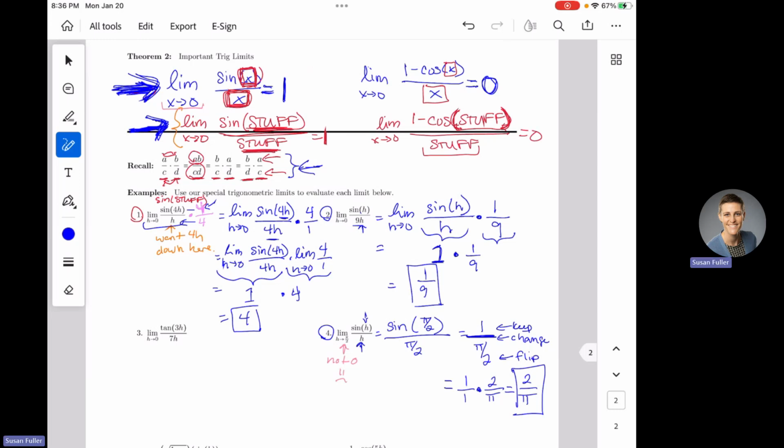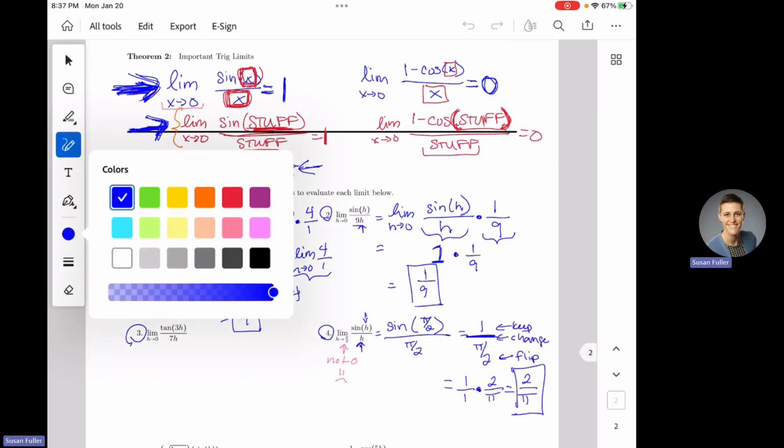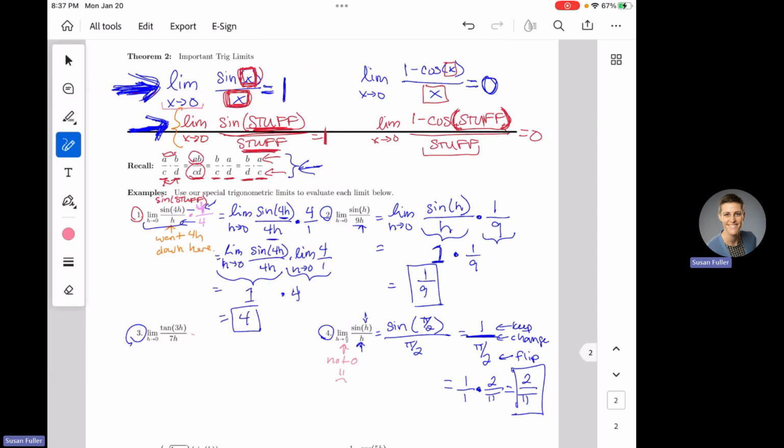Okay, so now let's go to the scary one. The limit as h approaches 0 of the tangent of 3h over 7h. This isn't either of our special limits. There's no sines or cosines in here. So we are going to do what we always do, and we're going to evaluate this limit. First line of defense is plugging it in. I'm going to get the tangent of 3 times 0, which is 0, over 7 times 0, which is 0. And what's the tangent of 0? Yeah, it's 0.